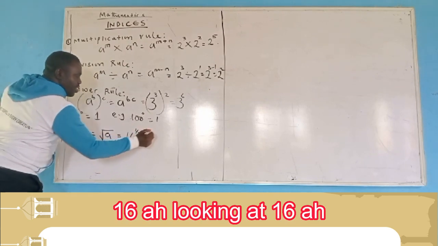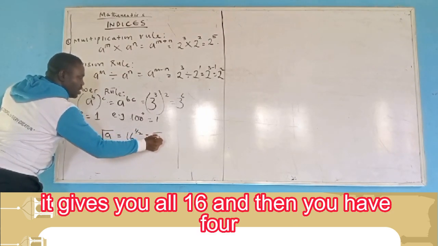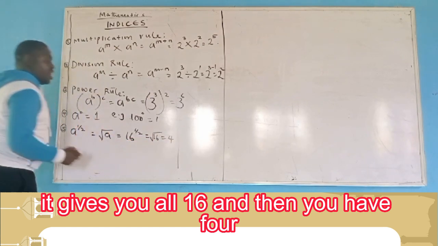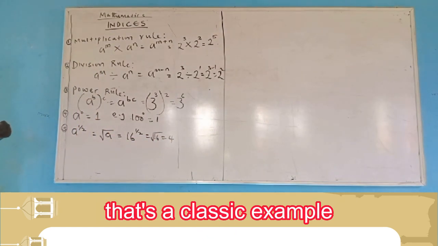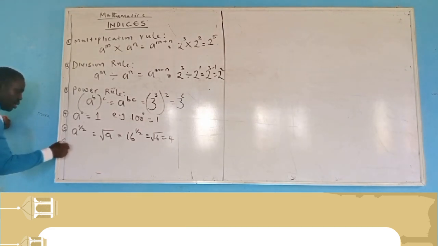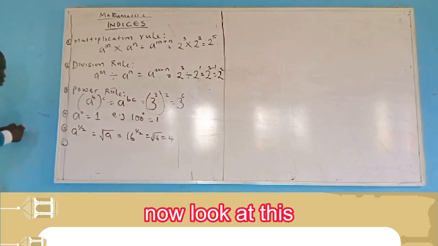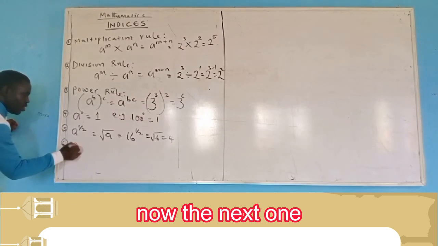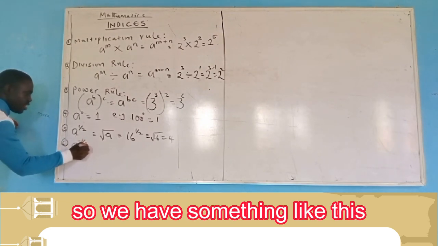Looking at 16^(1/2), it gives you root 16, and then you have 4. That's what you have there. That's a classic example. Now we'll go to a more... now looking at the next one. So we have something like this.